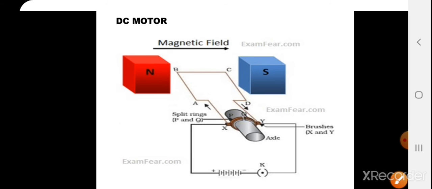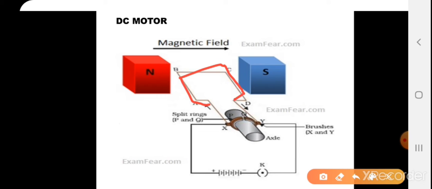Then, the conductor which was carrying current in Fleming's left hand rule is the ABCD coil, which is taken here. This ABCD rectangular coil is attached to the split rings. These are the rings you can see here. These are called split rings.